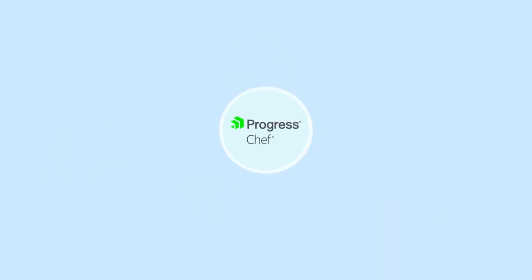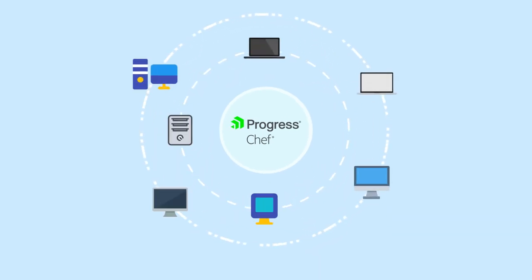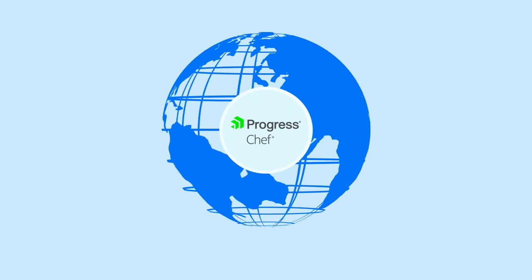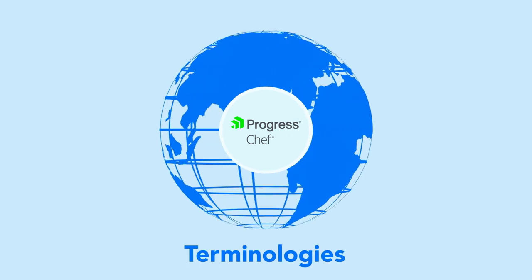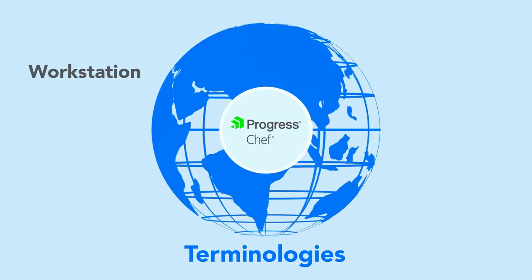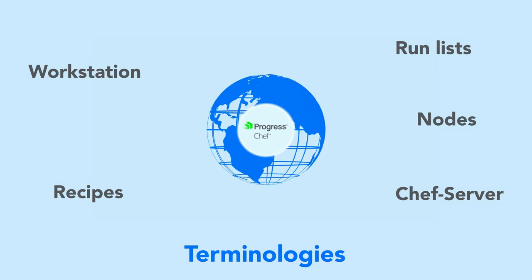Chef will ensure that every system in the environment is automatically set to the right state to meet the requirements you have defined in your code. Next, let's look at some of the terminology used in the world of Chef. This includes terms like workstation, Chef server, nodes, recipes, and run lists.